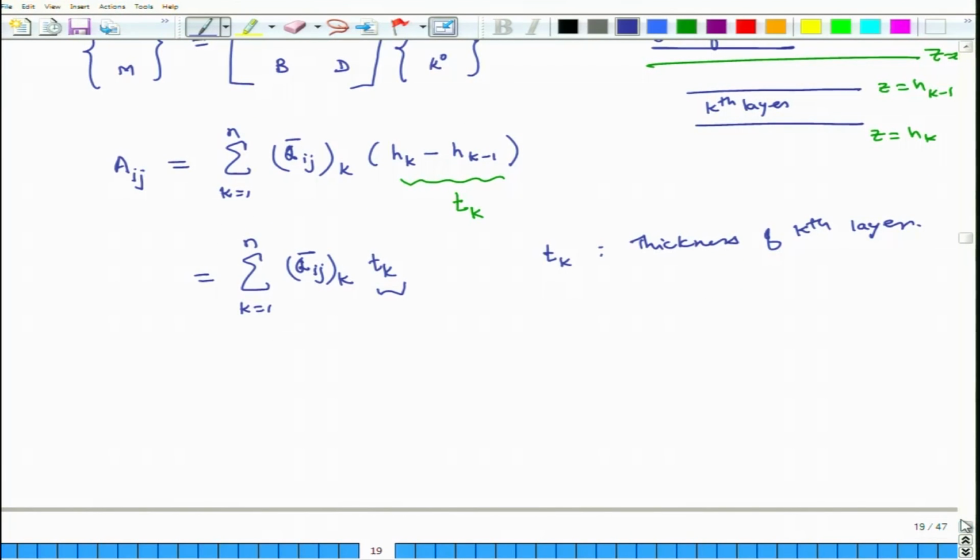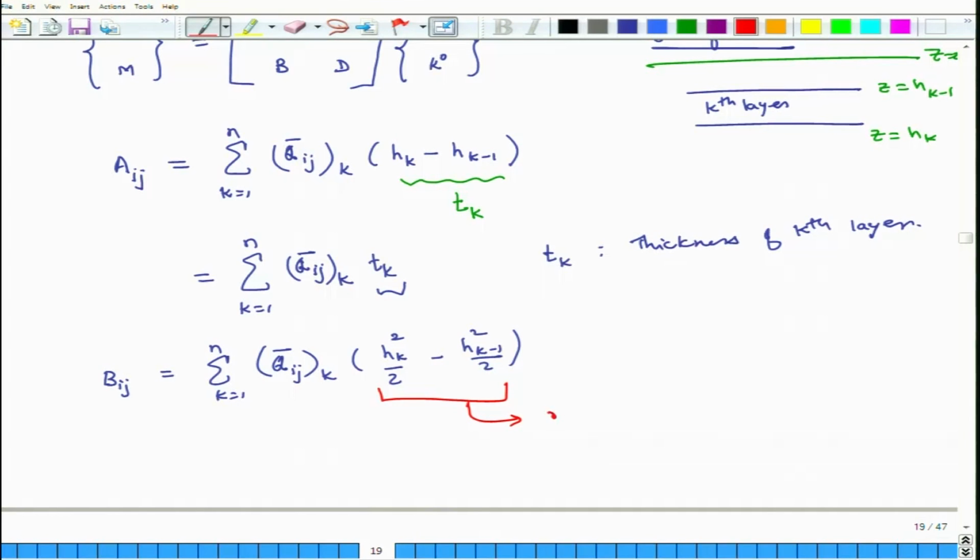Next, look at Bij. In case of Bij, this is equal to the sum from k equals 1 to n of Qij bar for the kth layer times hk square by 2 minus hk minus 1 square by 2. Now, in this case this term may be positive or it may be negative also.